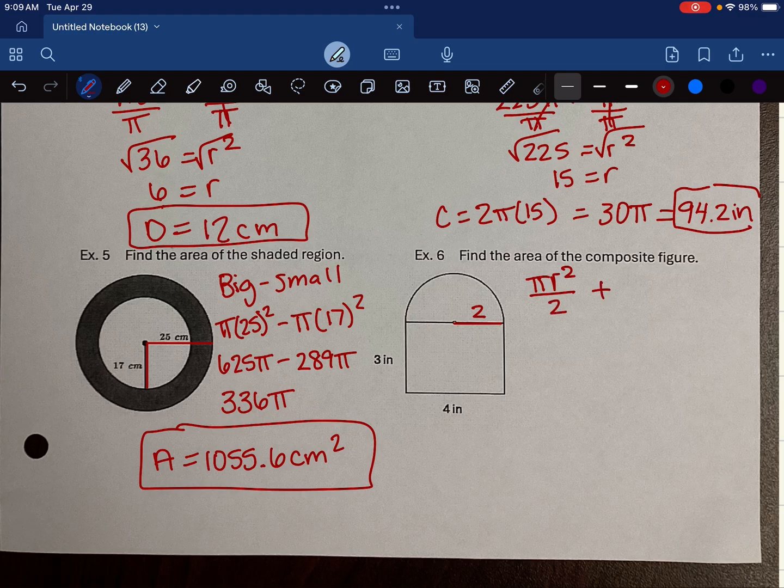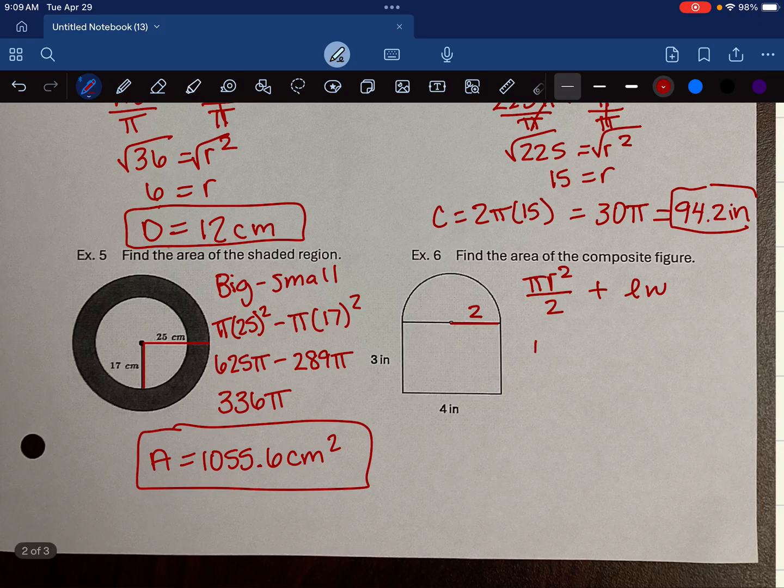And then I'm going to add what to that? The area of the rectangle. How do you find the area of a rectangle? Just length times width. Okay? So now we're just going to plug in the things we know, right? What's my radius? So I have pi times 2 squared divided by 2 plus 3 times 4.